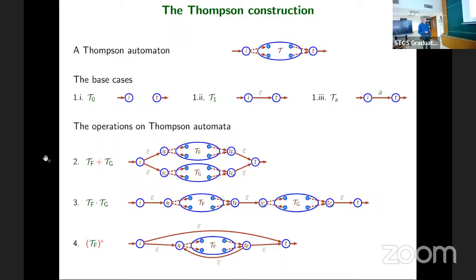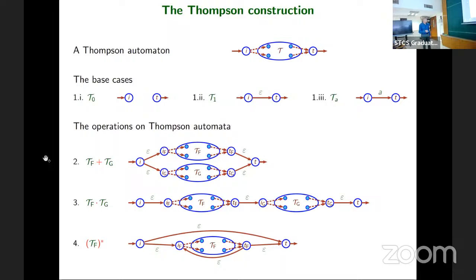Okay. And now what I define is operations on automata. So it's a slightly different point of view. I don't want to show that the languages are closed by these operations. I define operations on the automata. And so if I have a Thompson automaton for the expression F and one for the expression G, the sum of the two automata is performed that way. This is a construction.